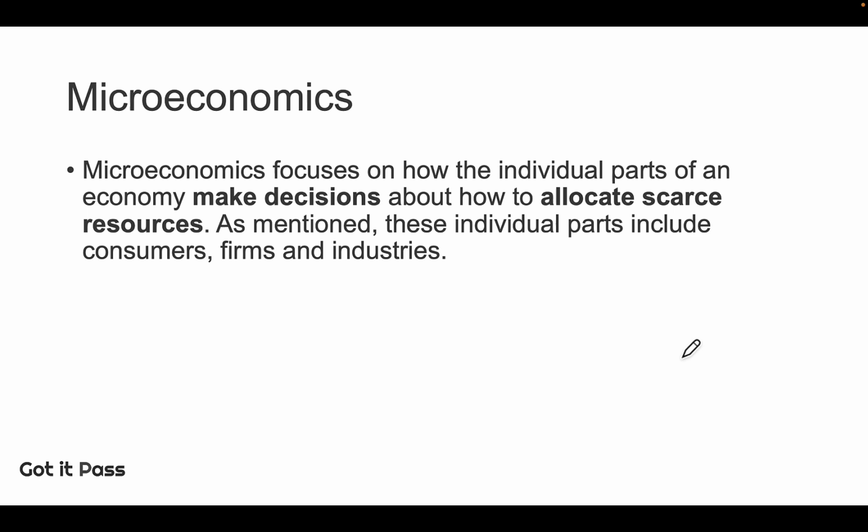Microeconomics focuses on how the individual parts, that is the individuals, firms, or particular industries of an economy, make decisions about how to allocate resources. So it's about making decisions and allocating scarce resources. As mentioned, these individual parts include consumers, firms, and industries.